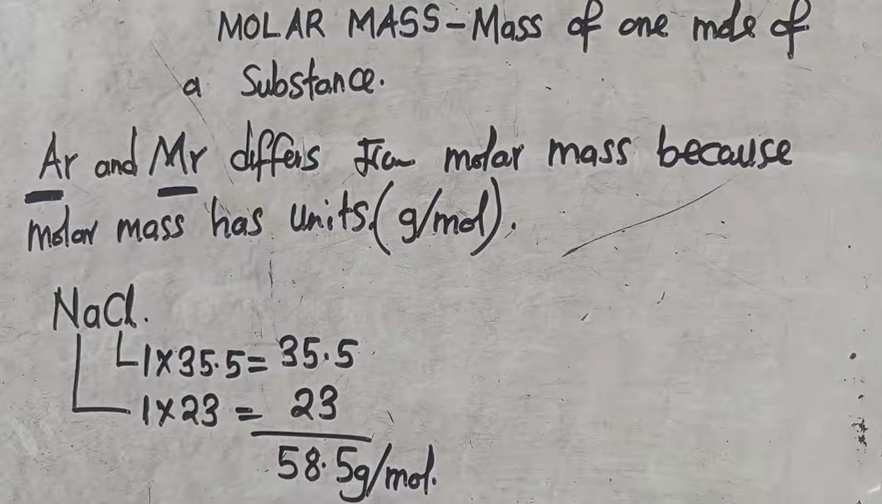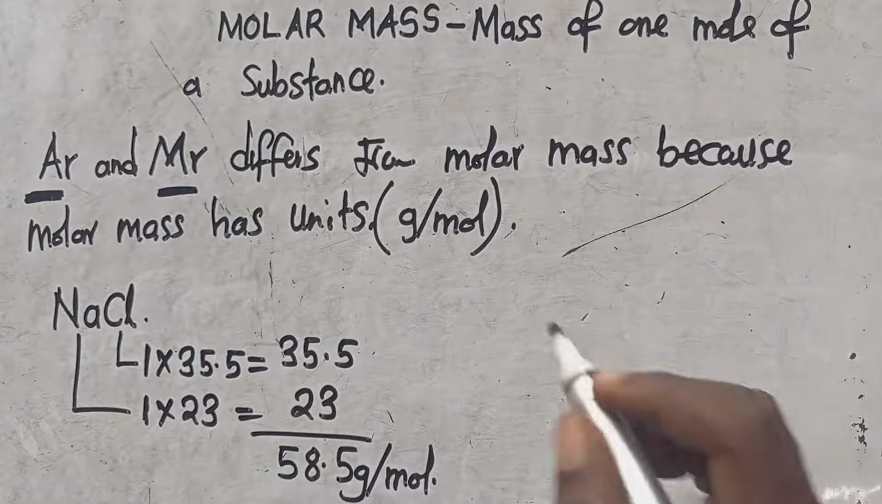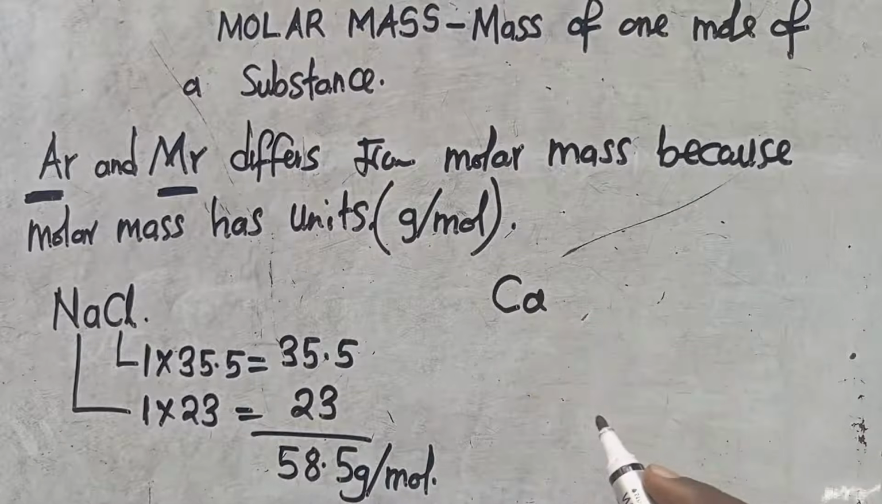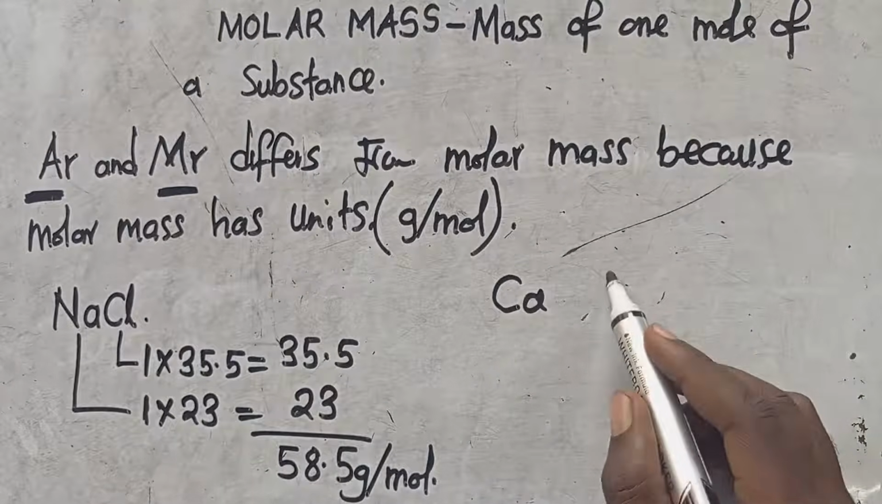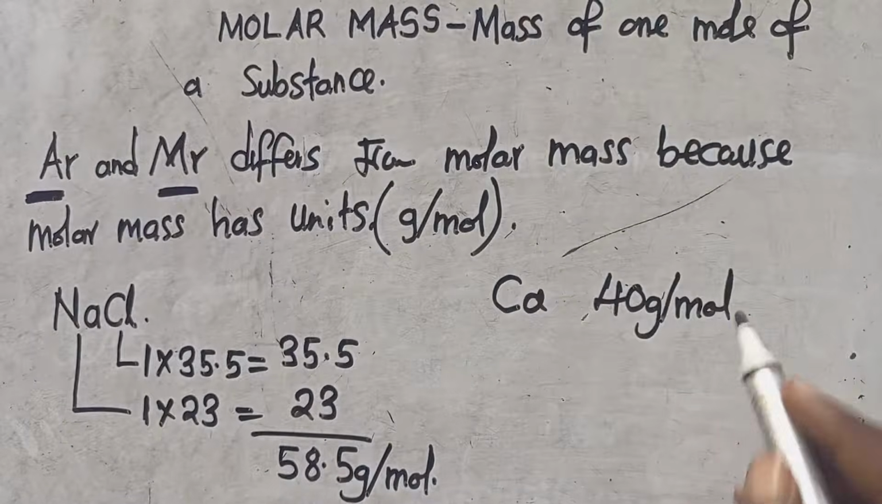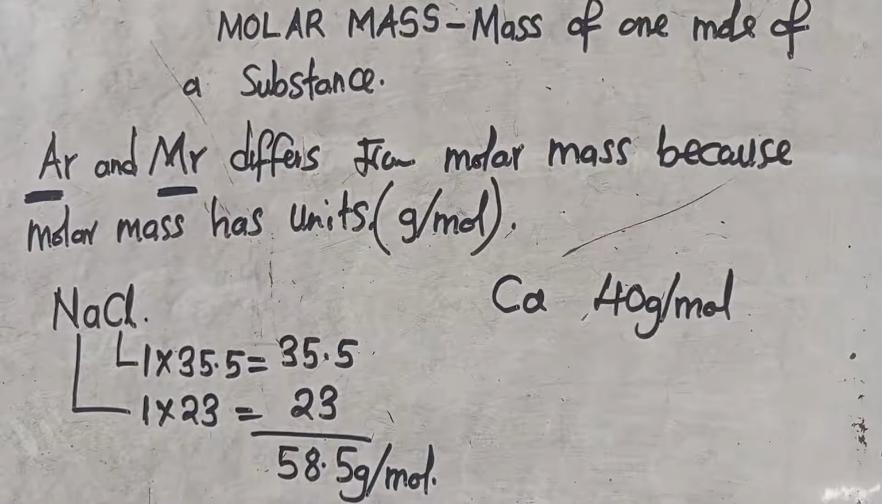So the same way we were doing, this is the same way we are supposed to be doing even these things. So I just want you to follow me clearly, closely, and attentively. So when I say this is calcium, what is the molar mass for calcium? Calcium is 40 grams per mole. This is what you need to understand.